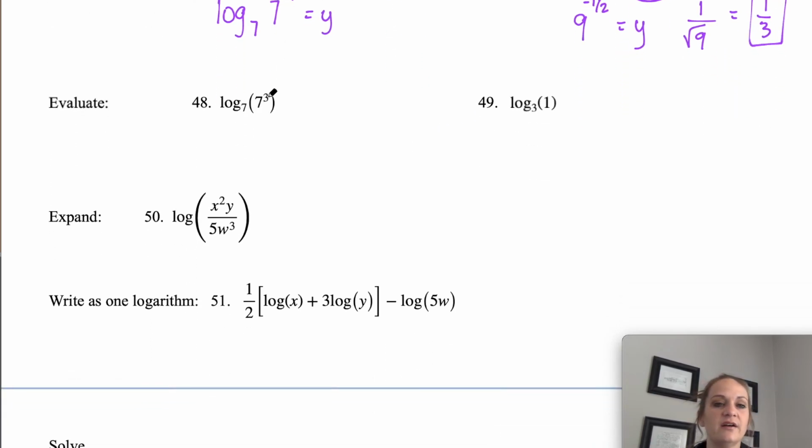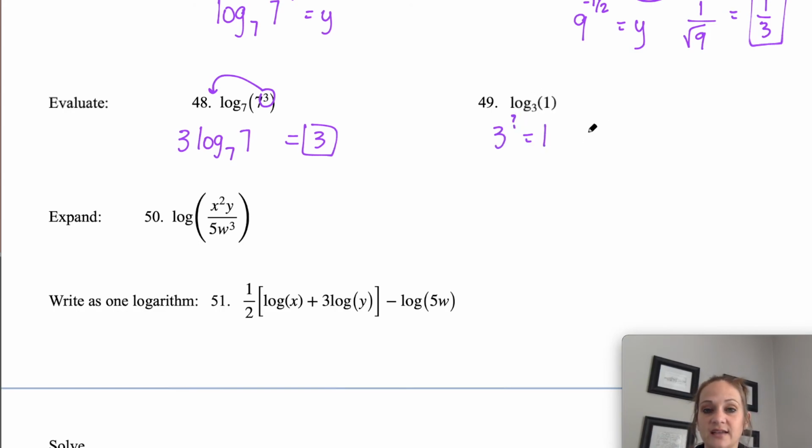Log base 7 of 7 to the third is the same thing as taking your exponent and then putting it down front. And log base 7 of 7 is 1. So your answer is 3 times 1, which is 3. In this case, you're saying 3 to the what number is going to give me 1, and the answer is 0.